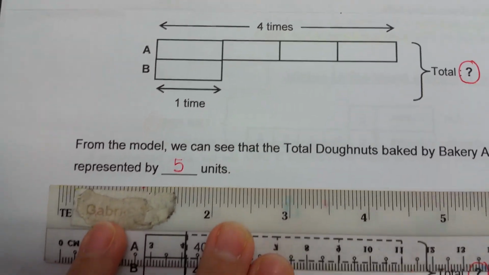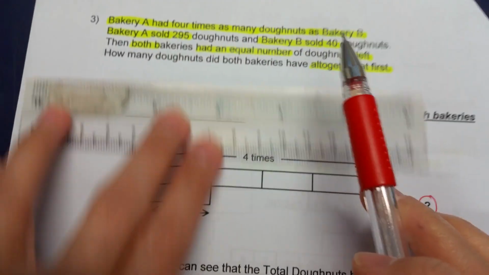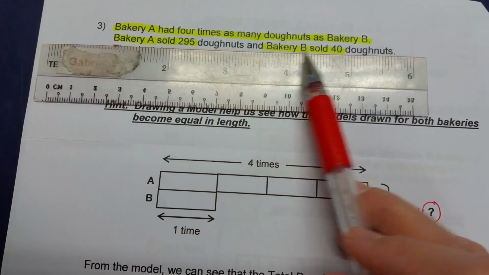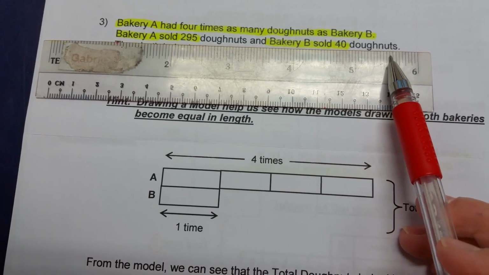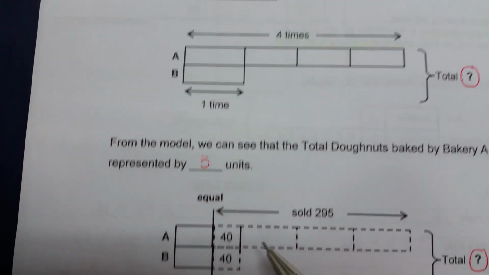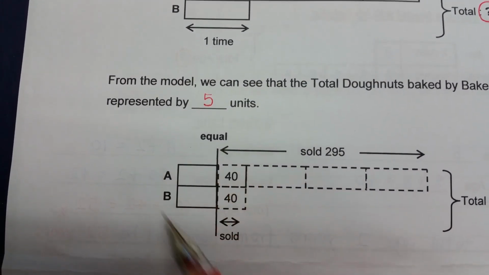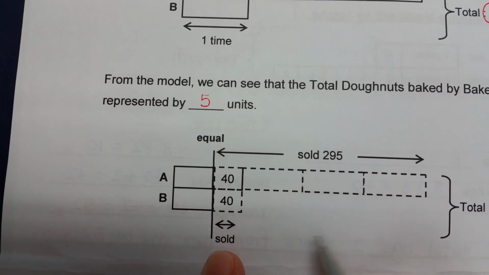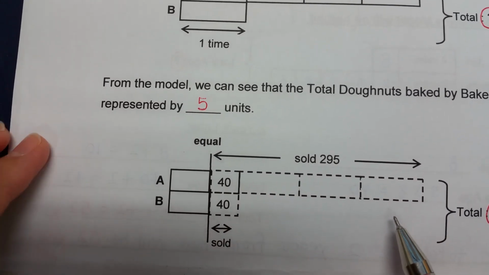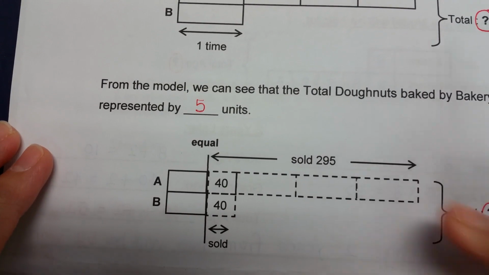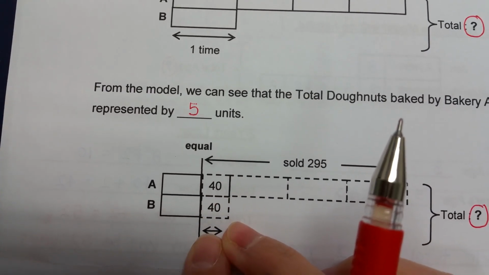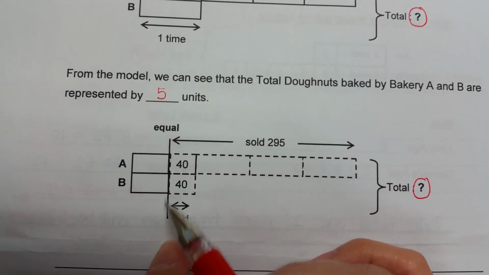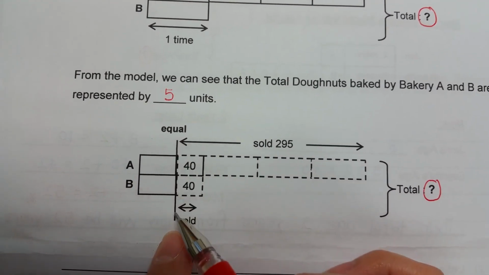So what then happens later? Sentence 2 tells us that bakery A sold 295 donuts and bakery B sold 40 donuts. So I will need to remember that my second model will have this section here in dotted rectangles because it's being sold. It's no longer with bakery A and no longer with bakery B. And where do we draw that line? It has to be somewhere here.